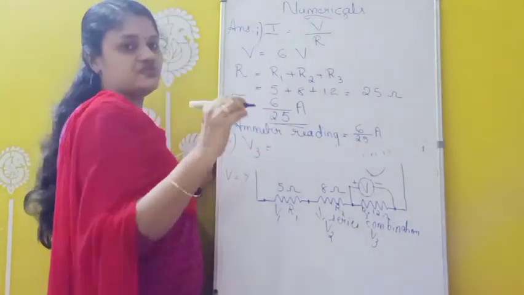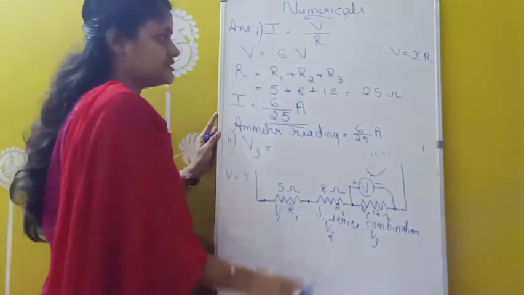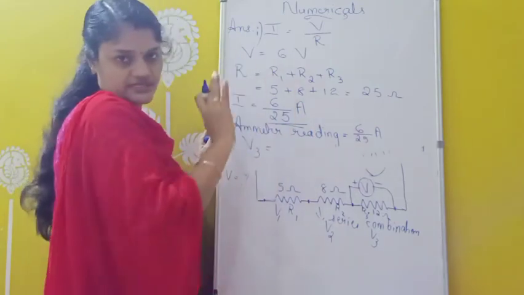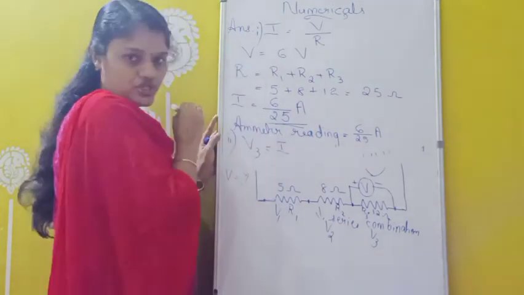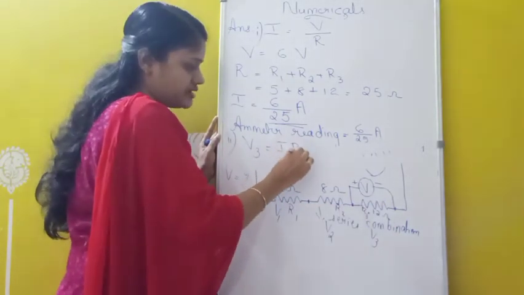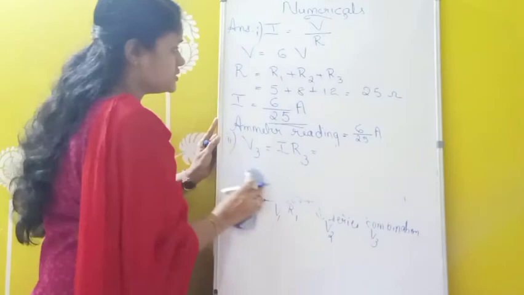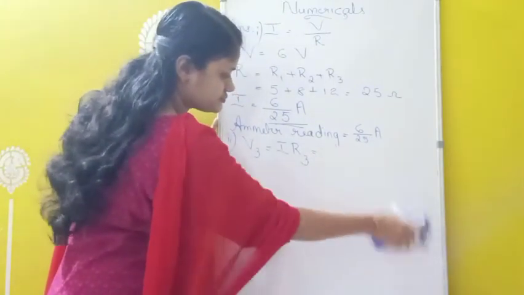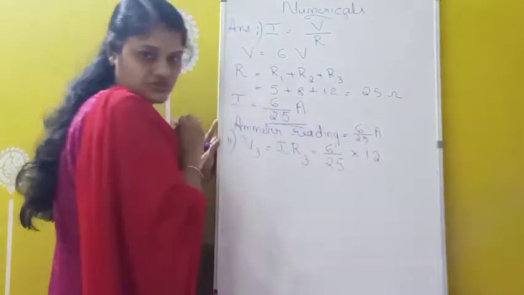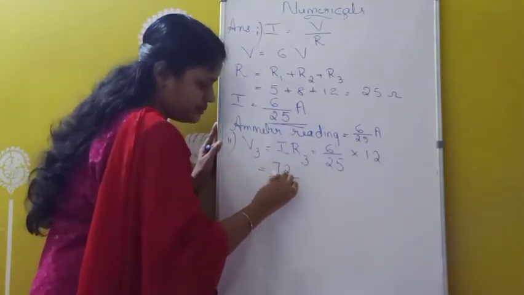And V3 equals, so we have Ohm's law formula, V equals I into R. So we can substitute here. Since this is a series combination, current is the same through all the resistors, so I can put I itself. I into R, which resistance am I taking here? 12 ohm, that is R3. So I put R3. What is I here? I is 6 by 25. So 6 by 25 into R3, which is 12. Now it is equivalent to 12 into 6, which gives 72 divided by 25.